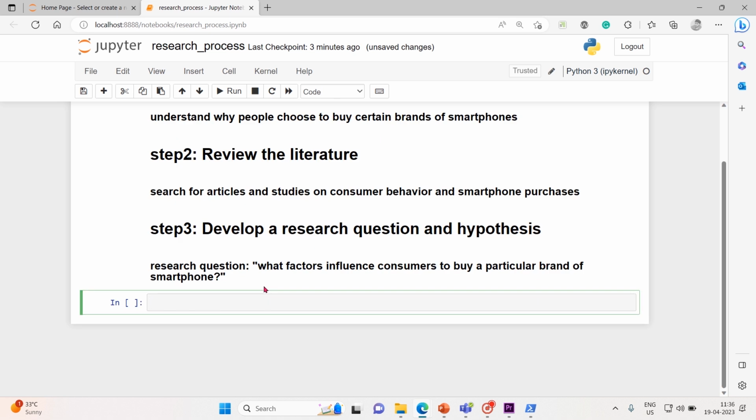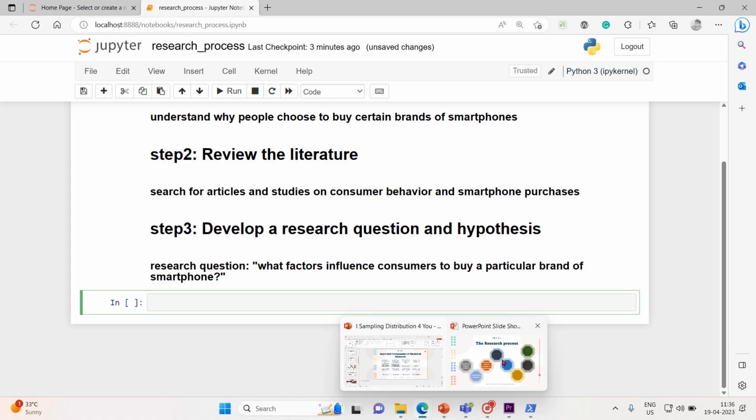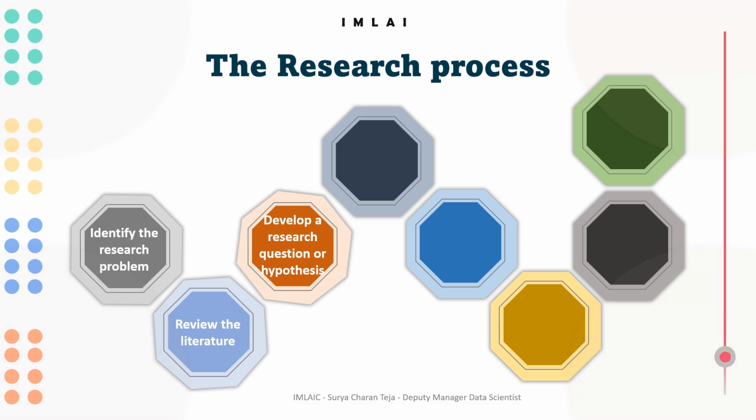That's our research question, and you can convert that into a hypothesis, saying these are the parameters making these customers buy a particular brand of smartphone. This is our hypothesis. Now that is called a null hypothesis, which can be either proven right or proven wrong. That's our step 3.